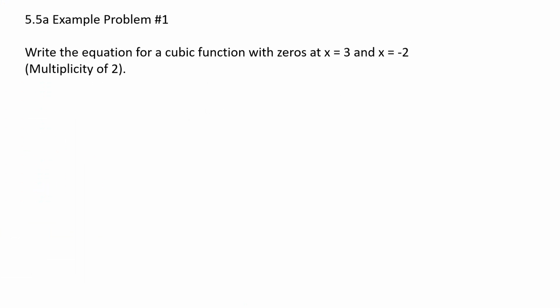Alright guys, we're going to look at 5.5a DOL. It says: write the equation for a cubic function with zeros at x equals 3 and x equals negative 2 with the multiplicity of 2. So right away, that multiplicity of 2 is actually going to apply to this x equals negative 2. And if we just look at x equals 3, that's just a single one, so we'd say a multiplicity of 1. So when I write my equation, or really write my function, I start with f of x.